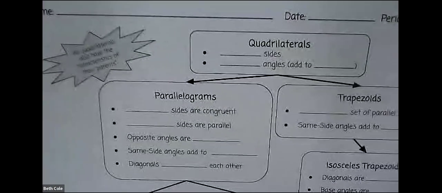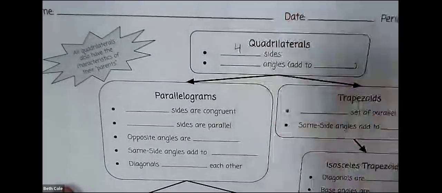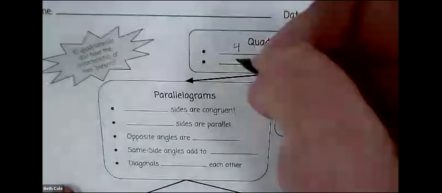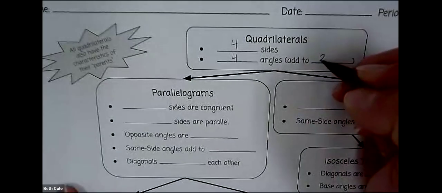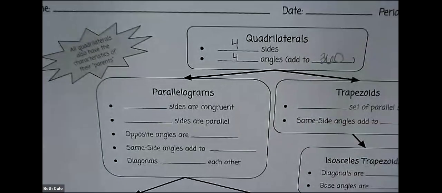All right, so quadrilaterals, quad means what? Four. So four sides and four angles. Now, I know we do a lot of things that add up to 180. For a triangle, it was 180. For a quadrilateral, your angles add up to 360. So that's another important number that it's good to know. So four sides, four angles, and your angles add up to 360.